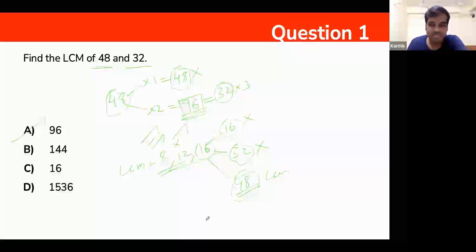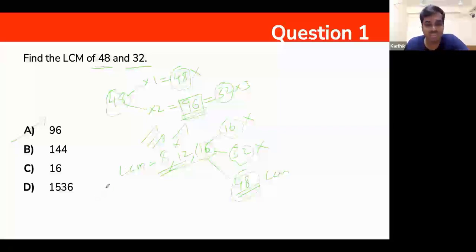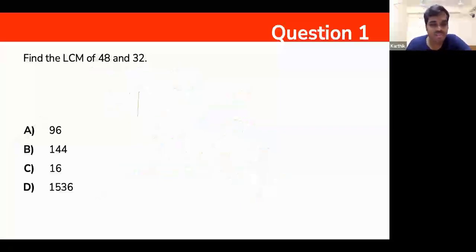Clear? Understood? So next time when you are solving LCM, you should not go for this L division method. Okay. That is very, very important. Right? So we'll go to the next question. Just give me a minute. So the answer for the previous question is 96 actually.